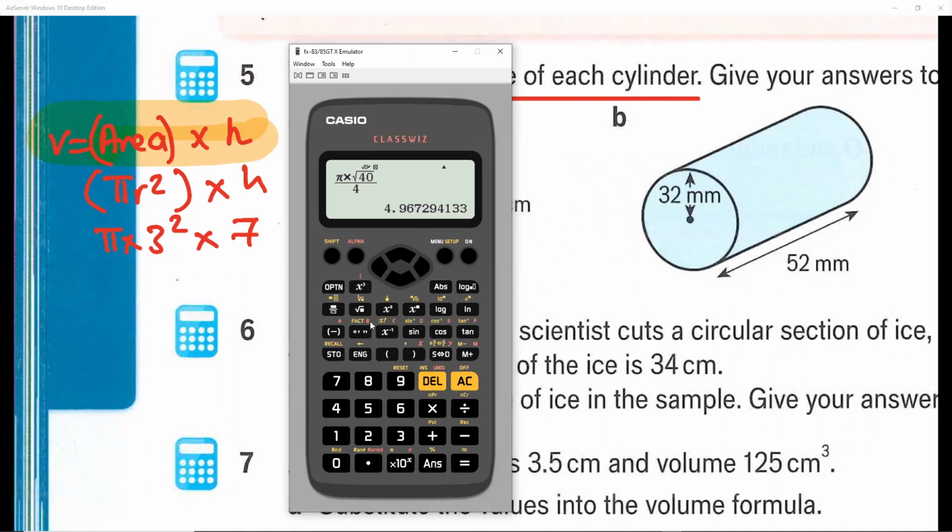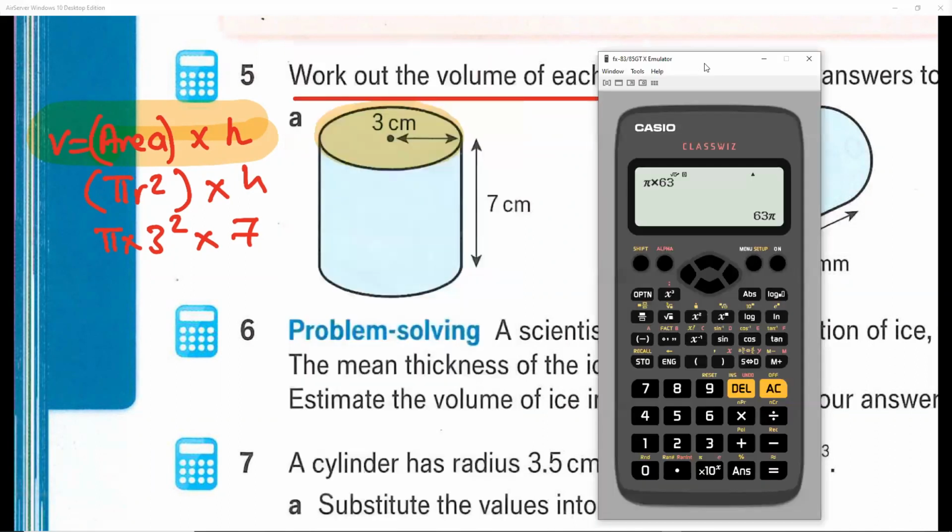So you put this in the calculator now. Shift pi times by what? 3 squared is really 9. 9 times by 7 is 63. Oh my gosh, you just about saved the day. So that'll give you 63 pi for the moment.